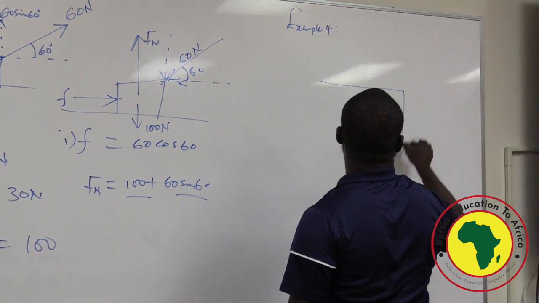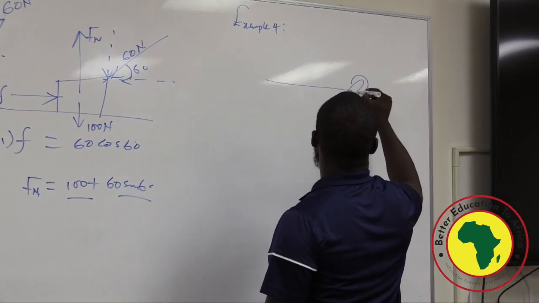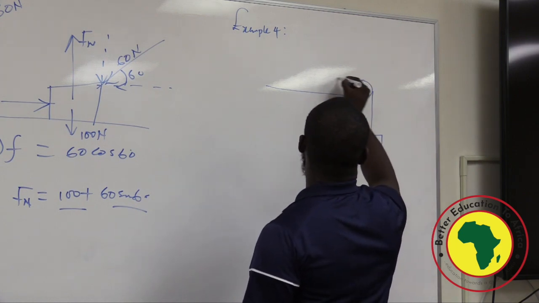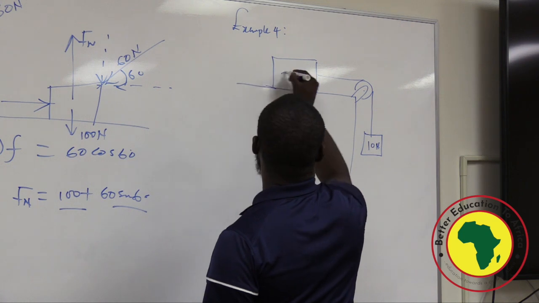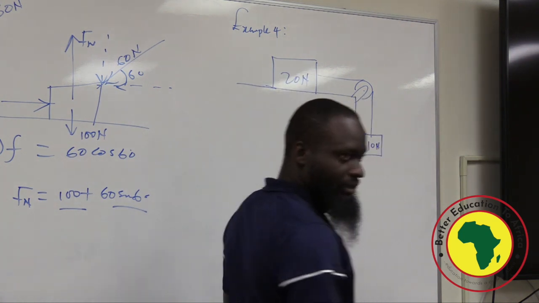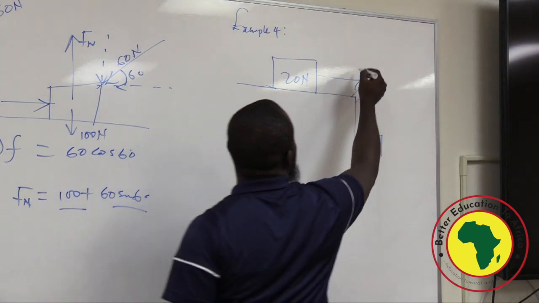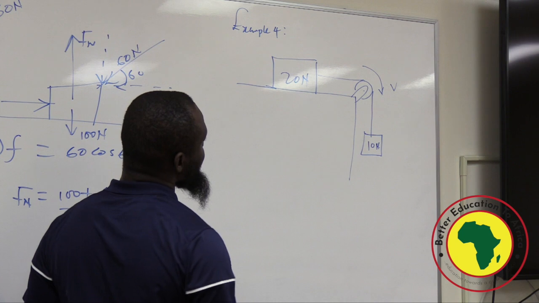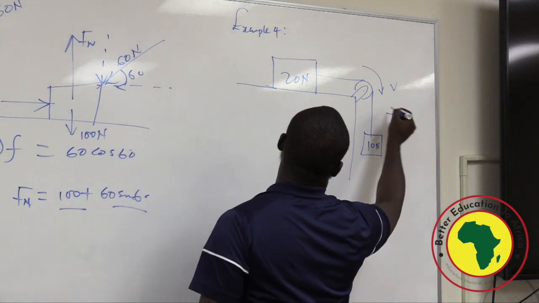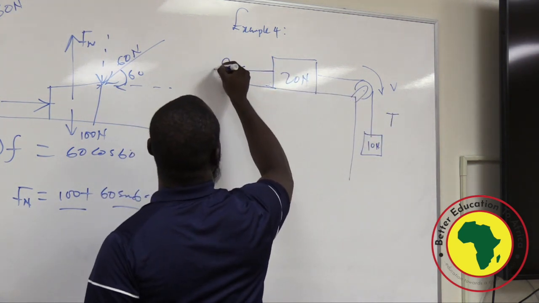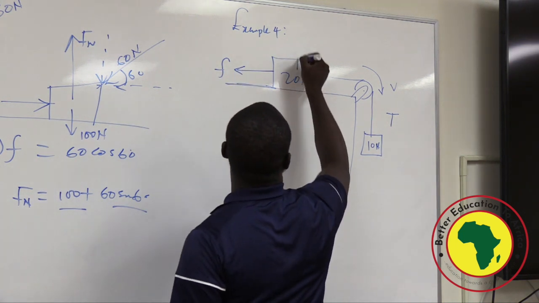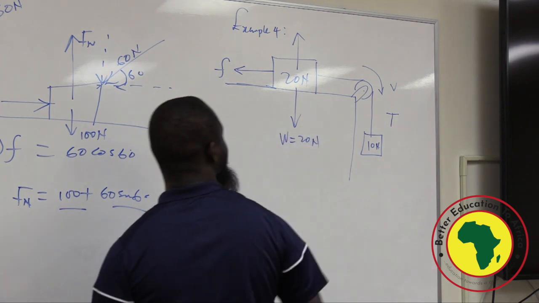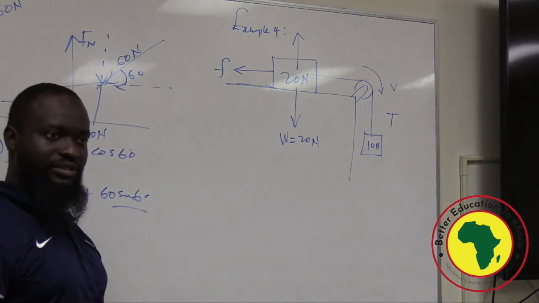A body pulls another body over a frictionless pulley. I have a 10 Newton object here, and a 20 Newton object here, and this system is moving at constant speed, v. I ask you to find the tension in this rope, the frictional force, the normal force, and the coefficient of friction. This is the weight, 20 Newton. The pulley is frictionless.